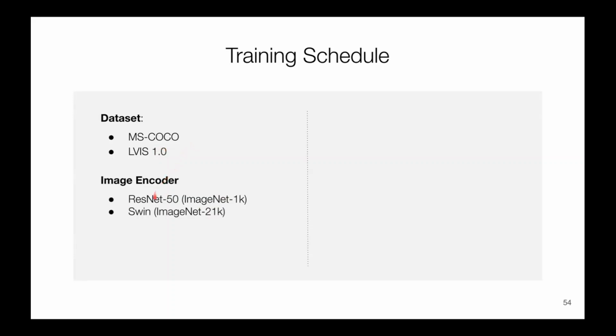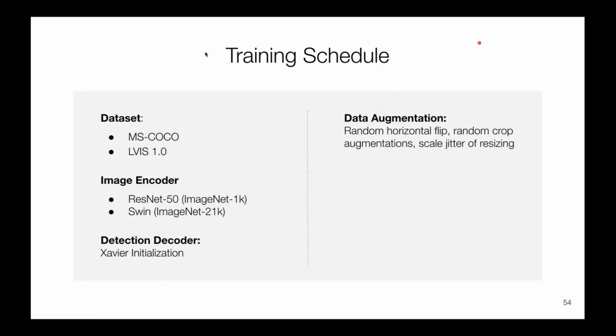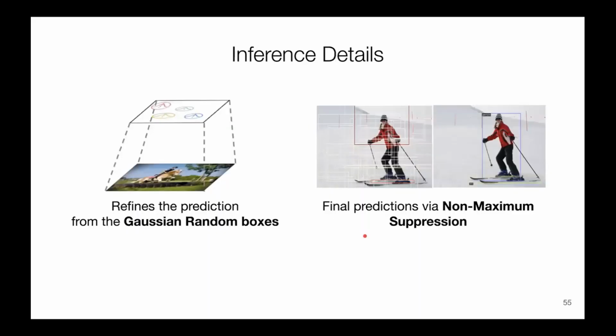And they used the ResNet-50 and the Swin transformer to construct the image encoder. And they used the Xavier initialization for the detection decoder. And for robust training, they used data augmentations. So they used random flip, random crop, and random resizing. And they trained the model using 8 GPUs, and they used a mini batch size of 16. And for the optimizer, they used AdamW.